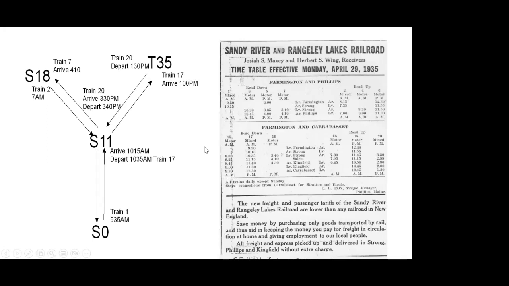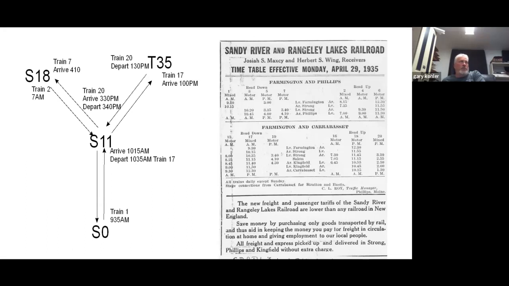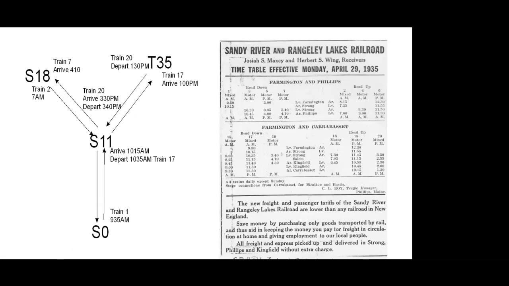Where is T-35? Caribasset, I guess. And what is S versus T again? Why did they use S on the Rangeley side versus T on the Kingfield side? I don't have that answer. That terminology is on the next slide, right? The details sheet. They're just station numbers.